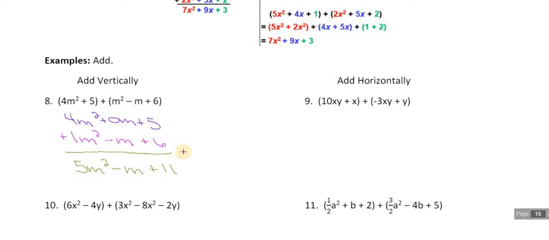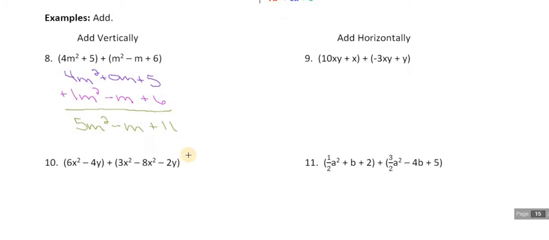So we need to make sure that we include the sign for each term. So here's our final answer, the sum of these two polynomials.